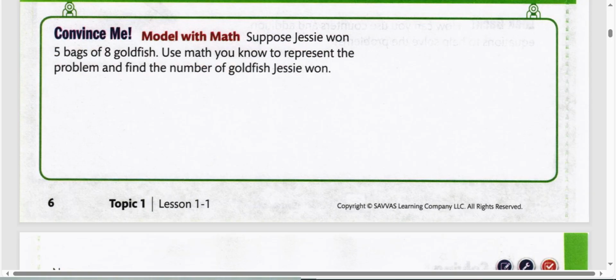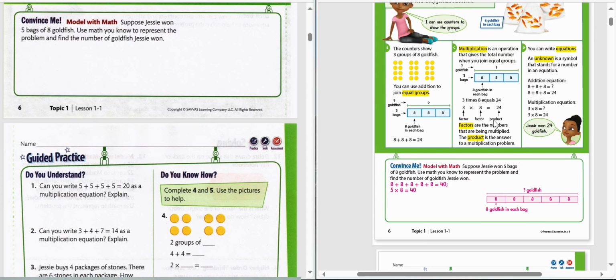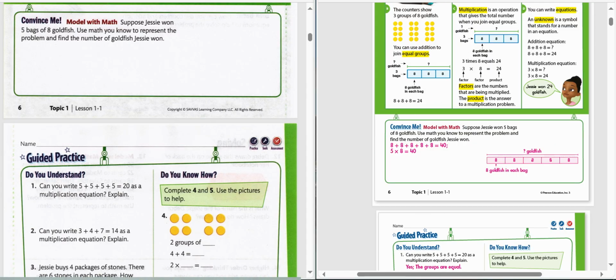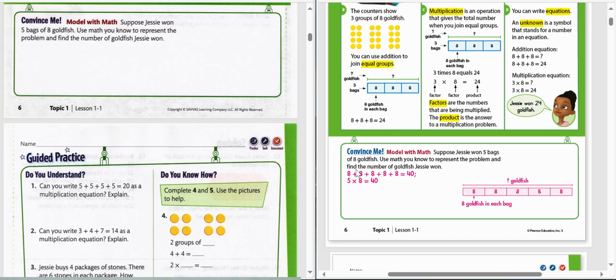You can model with math by supposing an example. We can write here 5 times 8 equals 5 plus 5 plus 5, 8 times. Or 8 times 5 equals 8 plus 8 plus 8, 5 times. Then the result will be 5 times 8 equals 40. You can draw this model here like this, the solution to this question. We know 8 plus 8 plus 8 plus 8 plus 8 equals 40. It's equivalent to 5 times 8 equals 40.